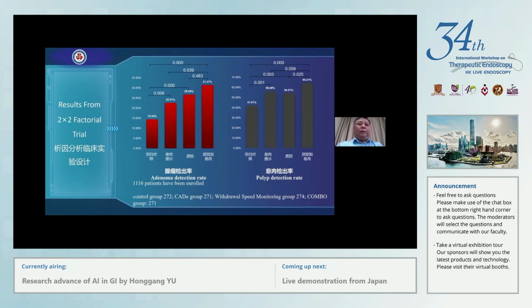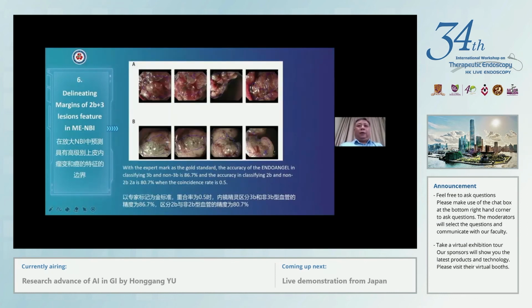So for the sixth function, we also delineate the model of the 2B plus 3 lesion feature in the MBI. This is just for the genetic classification, so we want to use it to make things more convenient for the clinical doctor or the endoscopist.